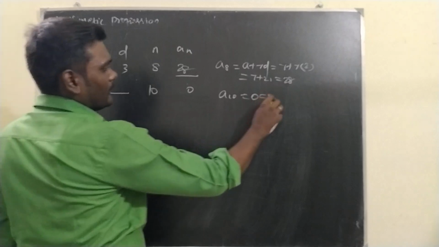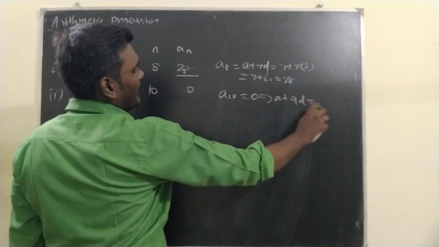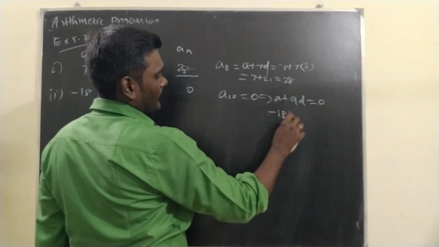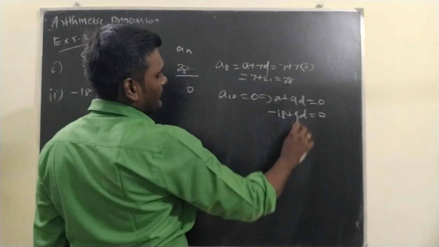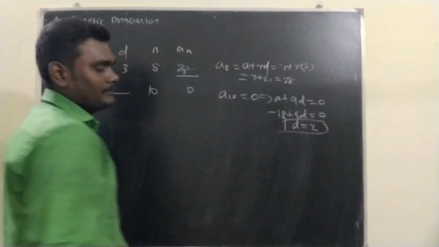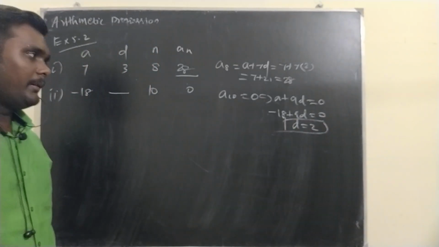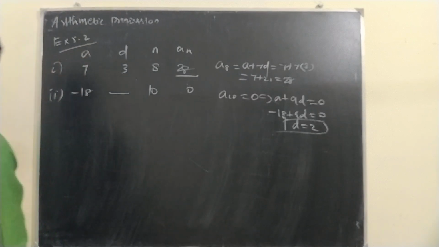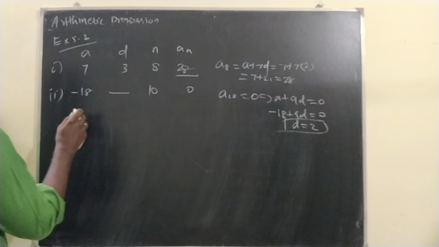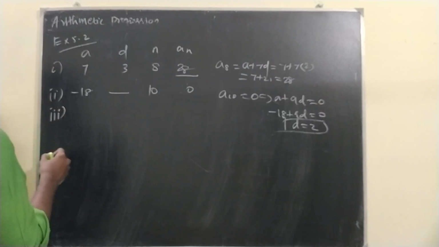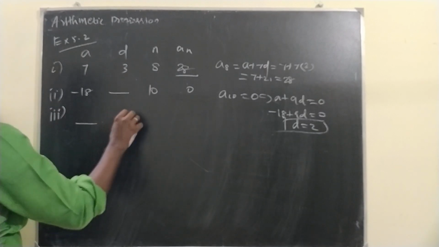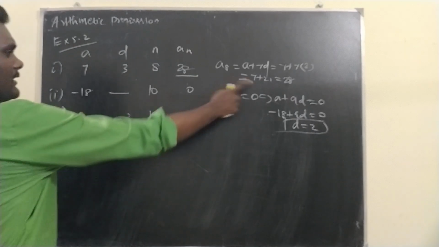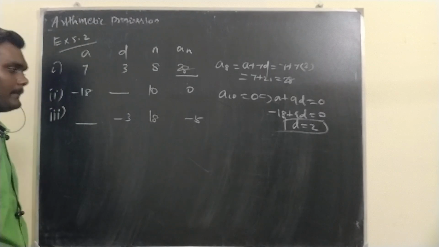Then substitute the known values. A plus 9d equals 0. A is minus 18. Minus 18 plus 9d equals 0. Then we have d equals 2. Minus 18 transposes to the other side as plus 18. Hide and seek simply. Next, the third one. Who is hiding this time? A is hiding. Same procedure. Can you say the answer? First tell me the equation like this.